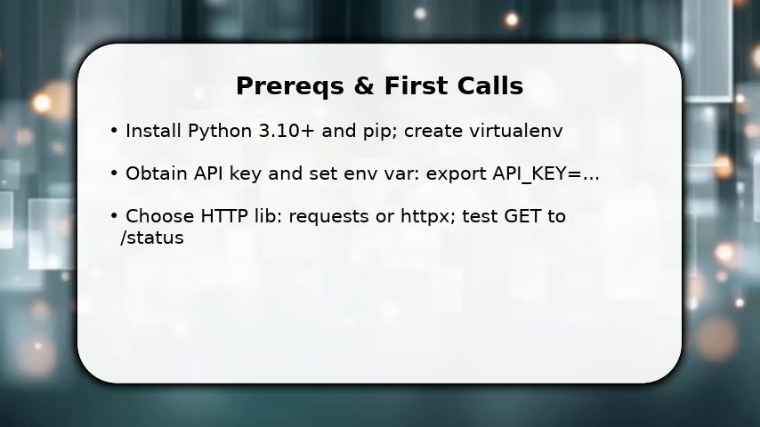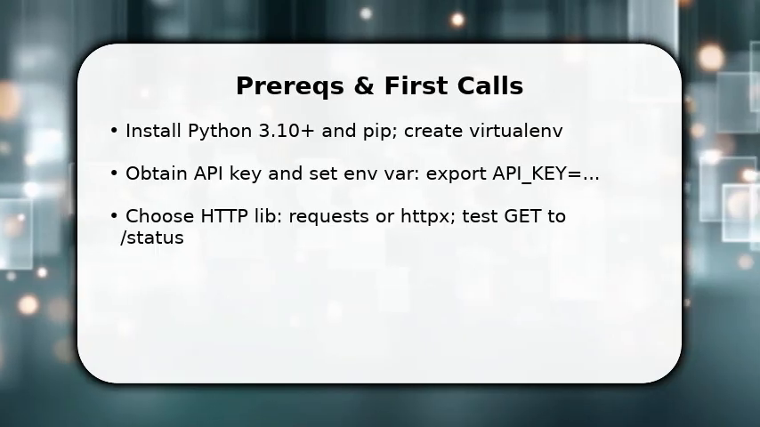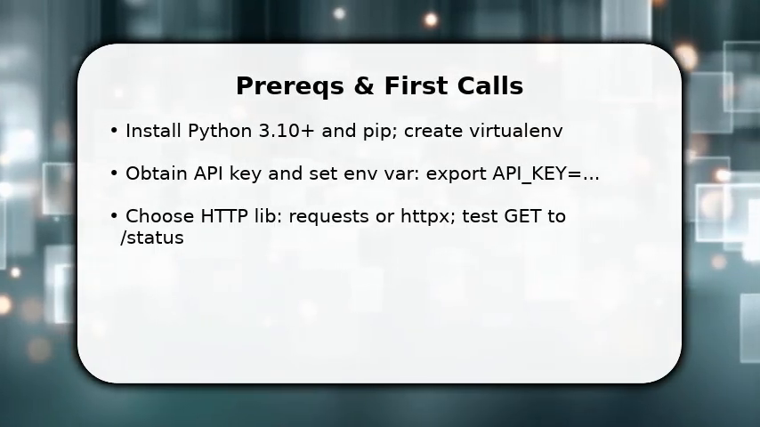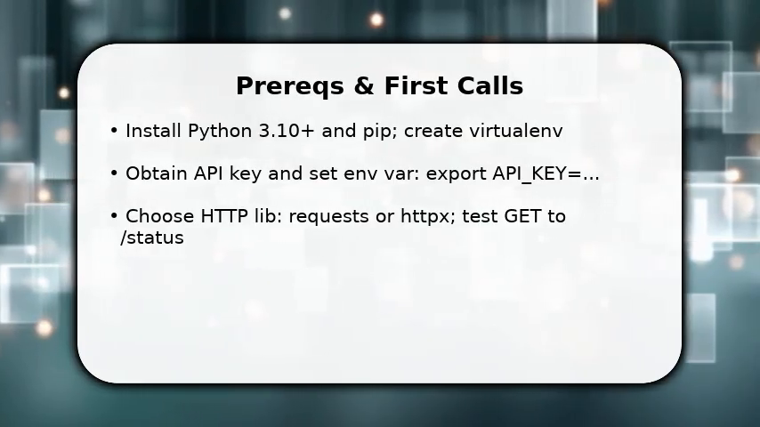Enjoy the video. You start by confirming prerequisites, then take your first actionable steps. Create and activate a virtual environment, install requests or HTTPX, and export your API key as an environment variable.